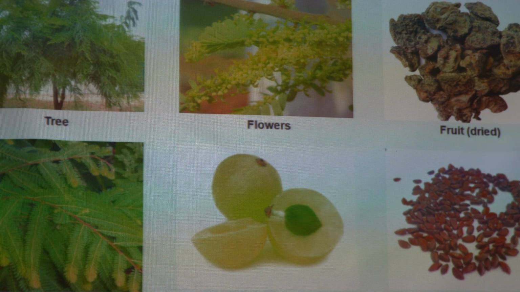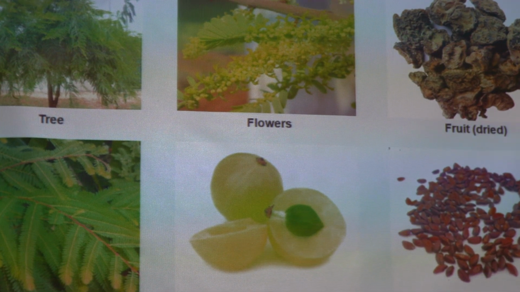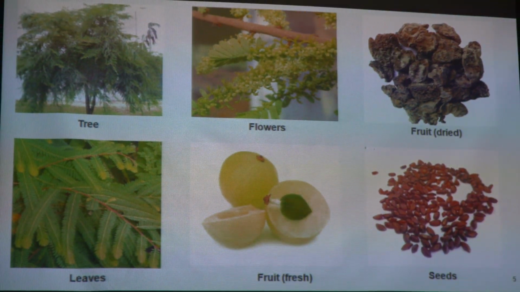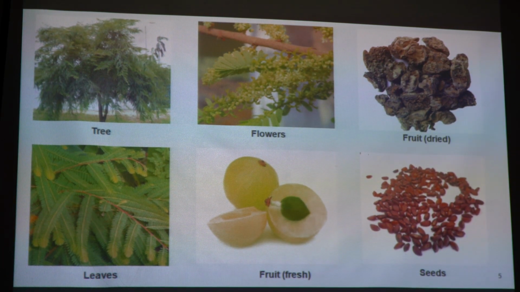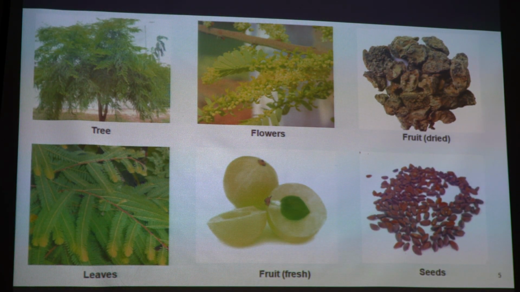You can see this image. It's a tree having these feathery leaves. The shape of the leaves you can see is oblong, oval, elongated oval, greenish yellow flowers, and this beautiful fruit. There is one fresh fruit and dried fruit. Last, images of seeds of amla.